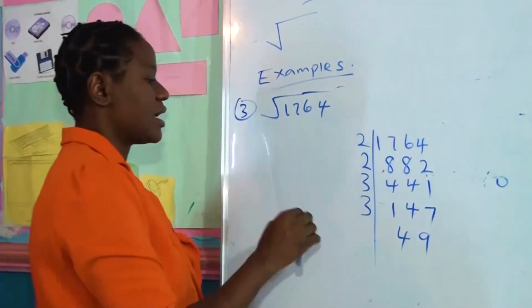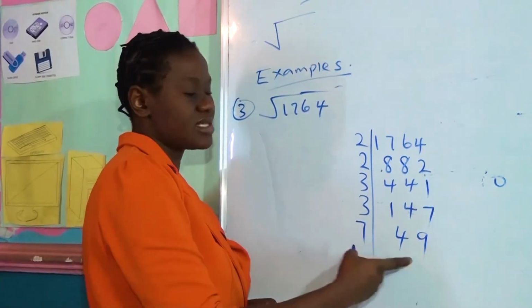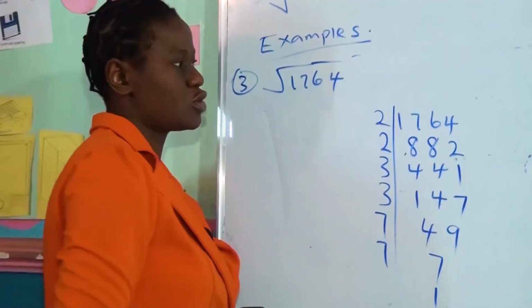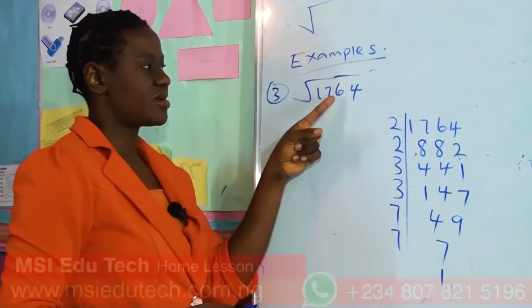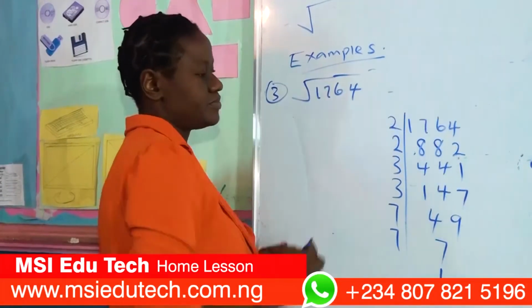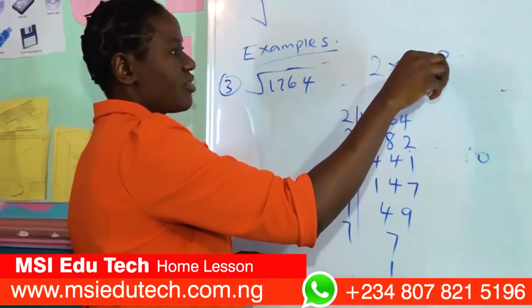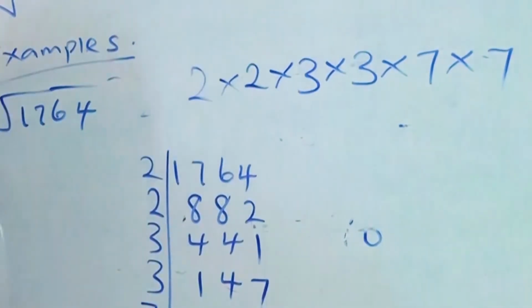Remember 49. What number could divide 49? 7. So how many 7 can we find in 49? 7. 7 will divide 7 to give us 1. So the factors of 1,764 here are 2 times 2 times 3 times 3 times 7 times 7.